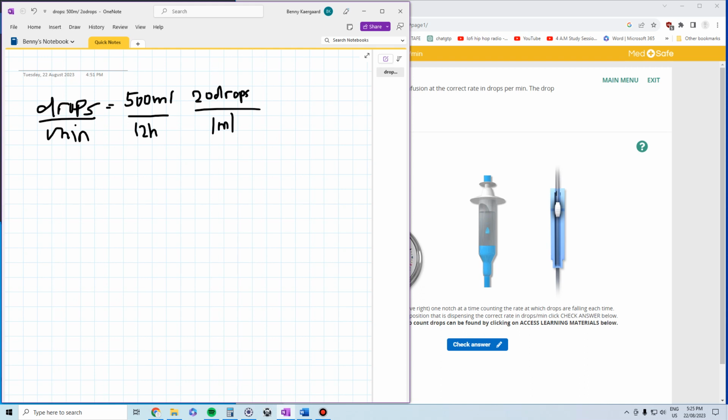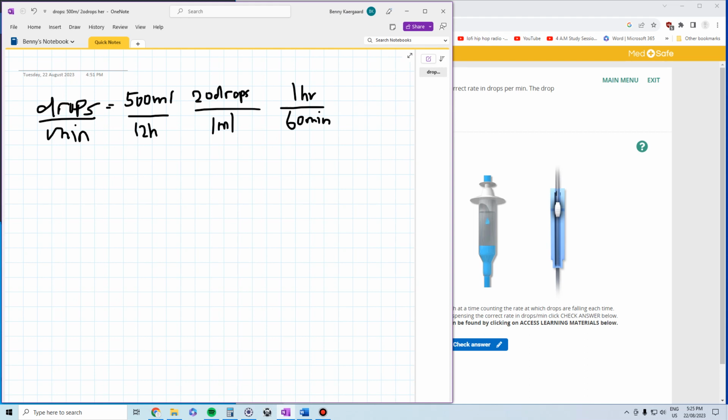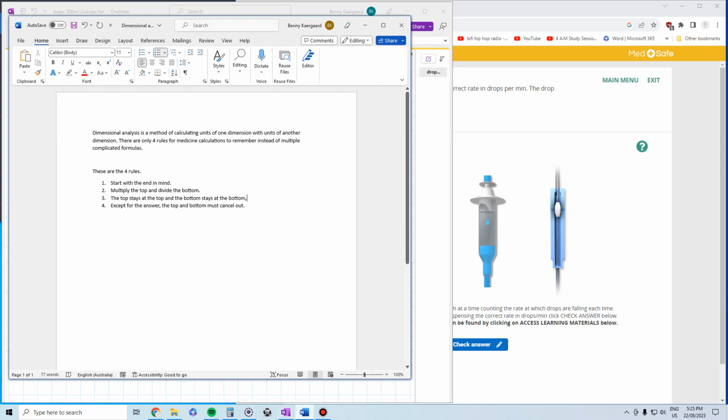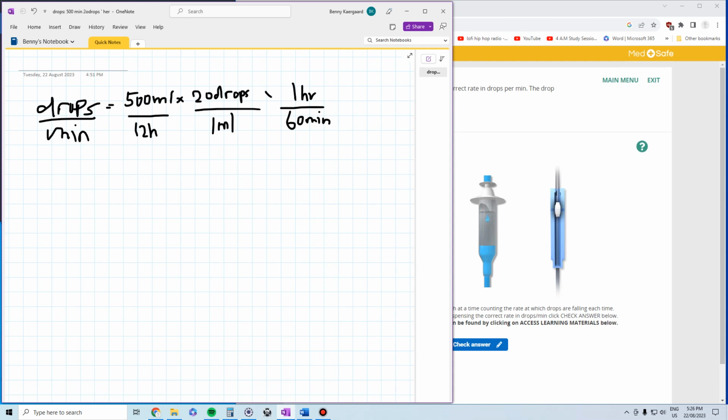So we do all our conversions on the right here, just to make things easier for us. We've got hours here, and we want minutes at the bottom. So there is 60 minutes in 1 hour. Okay, the top stays at the top, the bottom stays at the bottom. We multiply the top and divide the bottom. So the top all will be multiplied together. In terms of order of operations, we go this way, and then we divide the bottom this way. We go 500 times 20 times 1 divided by 12 divided by 1 divided by 60.